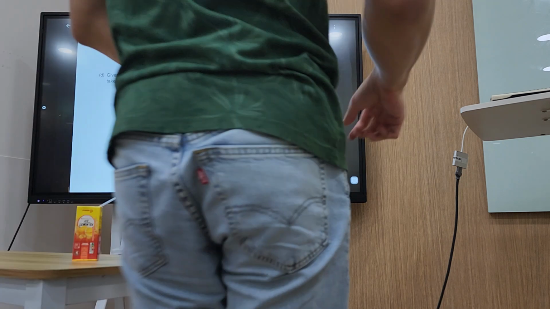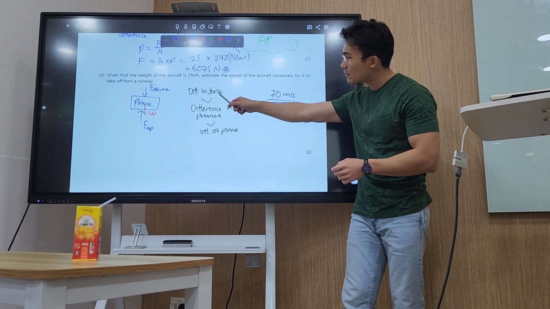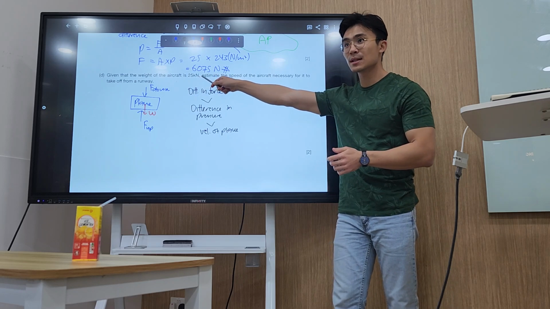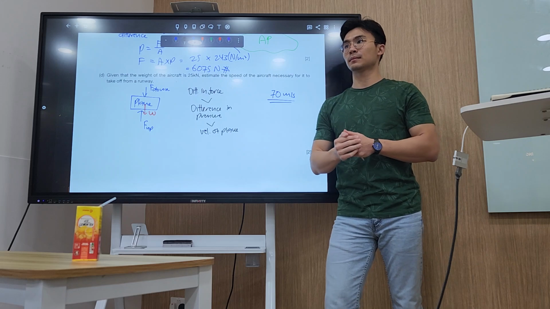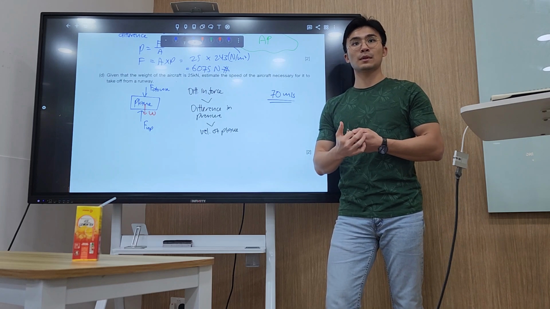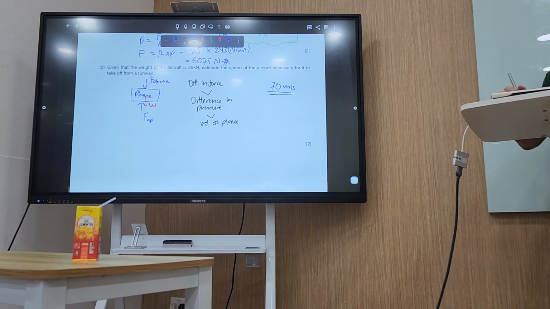I need to generate at least 25,000 newtons to be able to lift the plane and overcome my weight. How to do that? I need to find out what this value is first. What will be your difference in force? Your benchmark is 25,000 newtons. I need to overcome this.